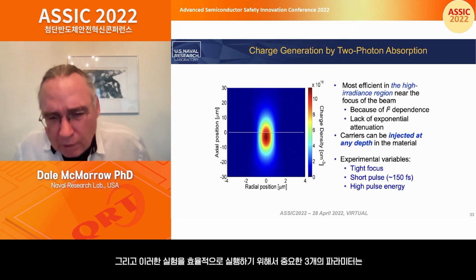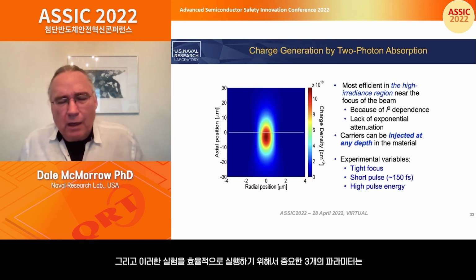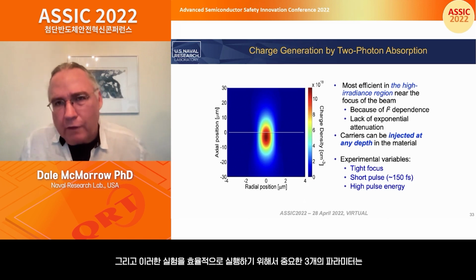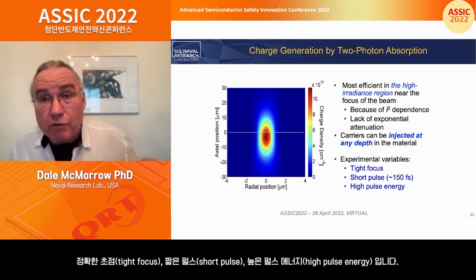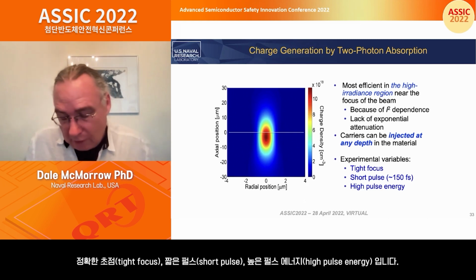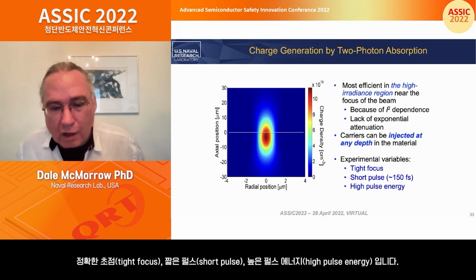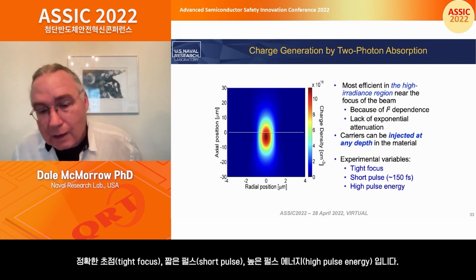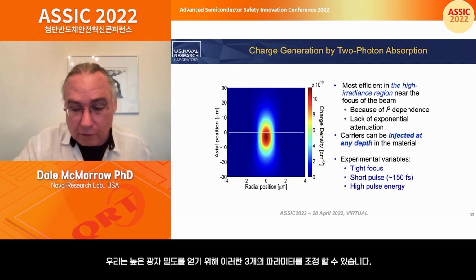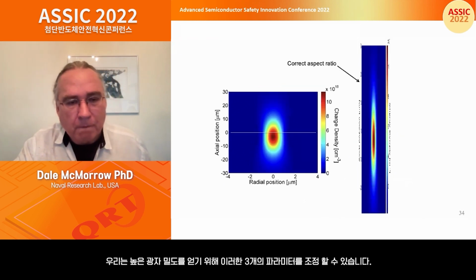And so, put it differently, the experimental parameters that give you the very high photon densities you need for this phenomenon to be efficient are a tight focus, a short pulse, and a high pulse energy. And we can play with all of those. They're parameters that we can adjust.